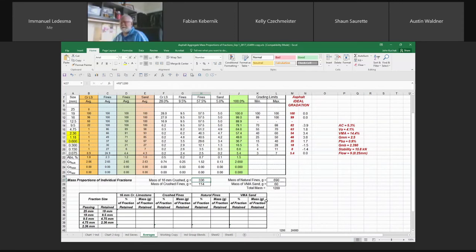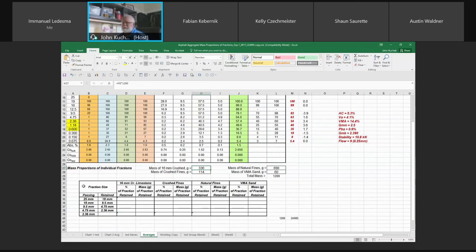Now, when you're doing a Marshall mix design, we're going to look at fraction sizes. We're going to separate our aggregates, not for every sieve, but maybe 2-3 sieves combined. So the first fraction, depending on your grading, is passing 25 millimeters. We want to retain on the 19 millimeter. We're going to weigh out a certain amount of that aggregate. We're going to look at the aggregate that passes the 19 millimeter but is retained on the 9.5. So in other words, it passes the 19, but it's retained on the 9.5.